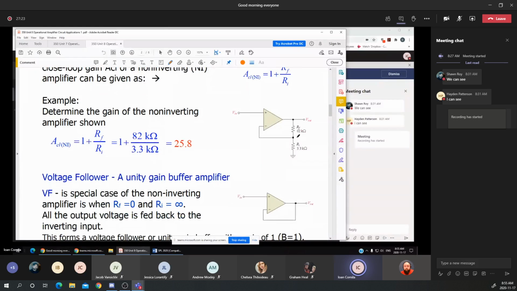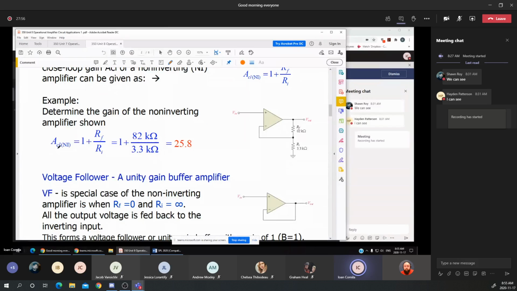Suppose that RF is 82 and Ri is 3.3. 1 plus 82 divided by 3.3 makes 25.8. You notice that I can have a precise gain if I'm using precise resistors, let's say 2%, 1%. That's why I use precise resistors in the lab. We can determine a precise gain for a closed loop circuit.